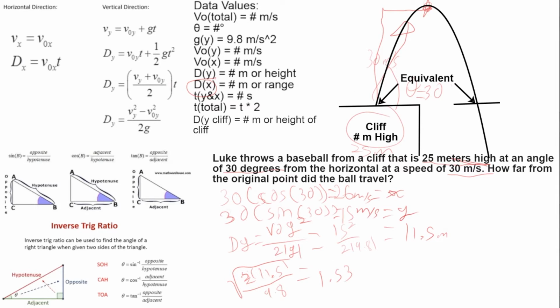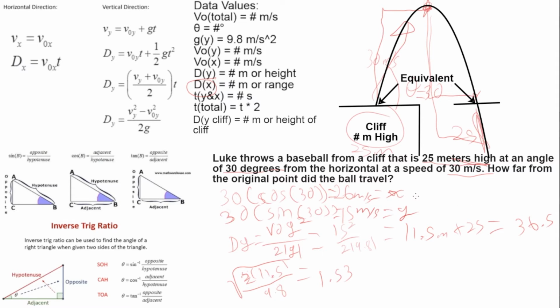Now to find everything else, I take this max height and add it to the cliff height. This makes sense, because if it's going up 11.5 meters, it still has to go down 11.5 meters, and then we have 25 meters still to go down. So I do 11.5 plus 25, or whatever the cliff value is, and that's equal to 36.5. So in total, going all the way down is about 36.5 meters.